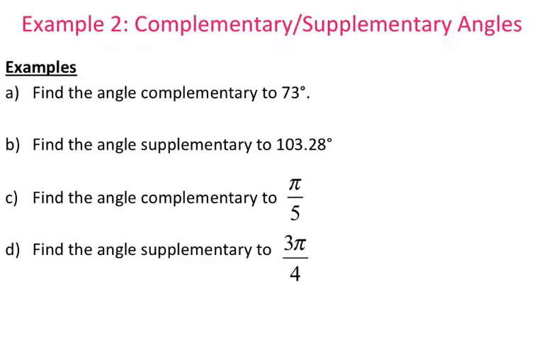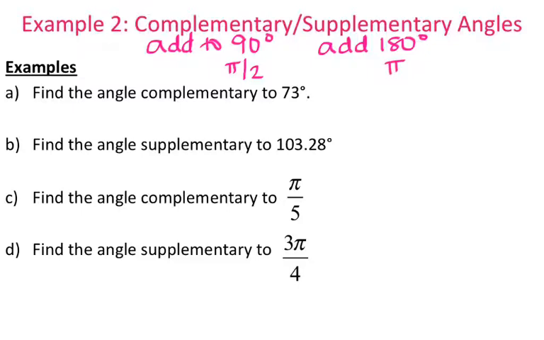Complementary and supplementary angles. Complementary angles, once again, add to 90 degrees. And supplementary angles add to 180 degrees. If we're talking about radians, complementary angles add to pi over 2 because pi over 2 is equivalent to 90 degrees. And supplementary angles add up to pi, since 180 is equivalent to pi radians.